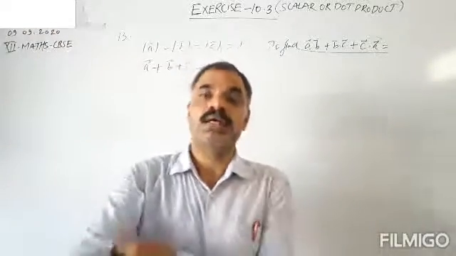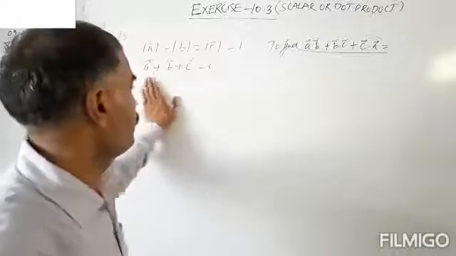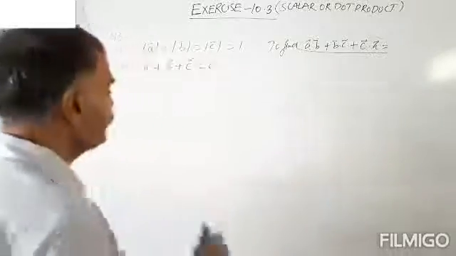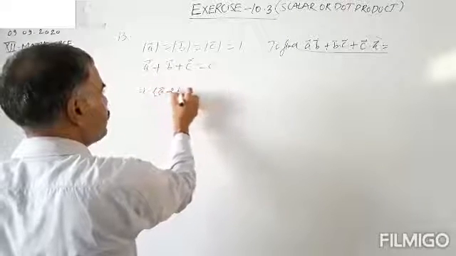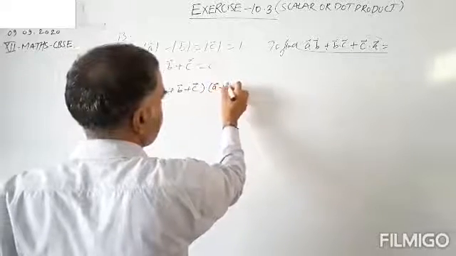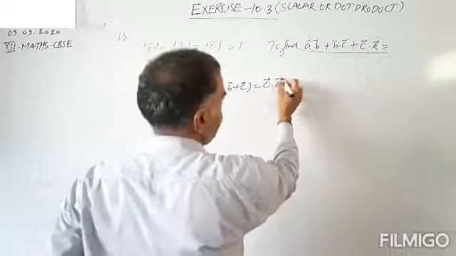Okay. So how will we find it? This is given. Multiplying this with itself means multiplying this with this. That is, (A vector + B vector + C vector) multiplied with (A vector + B vector + C vector) is equal to 0 vector dot 0 vector.